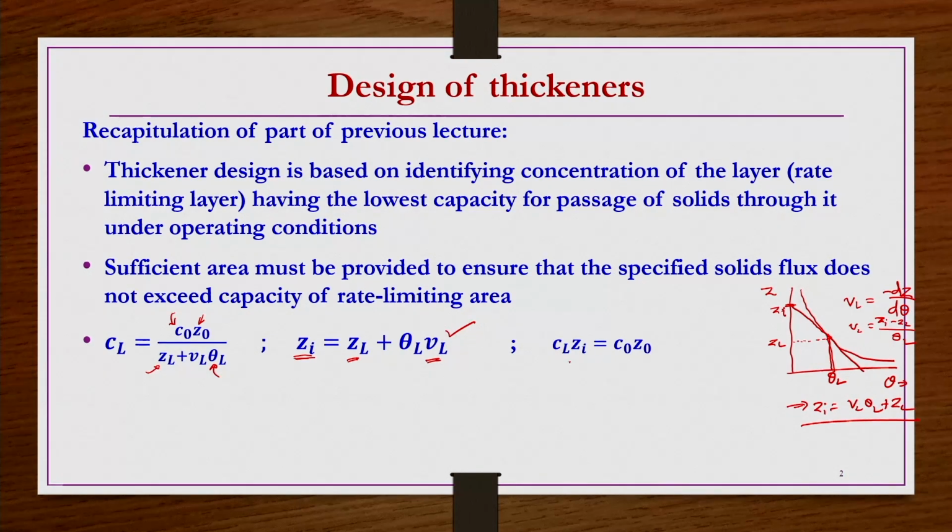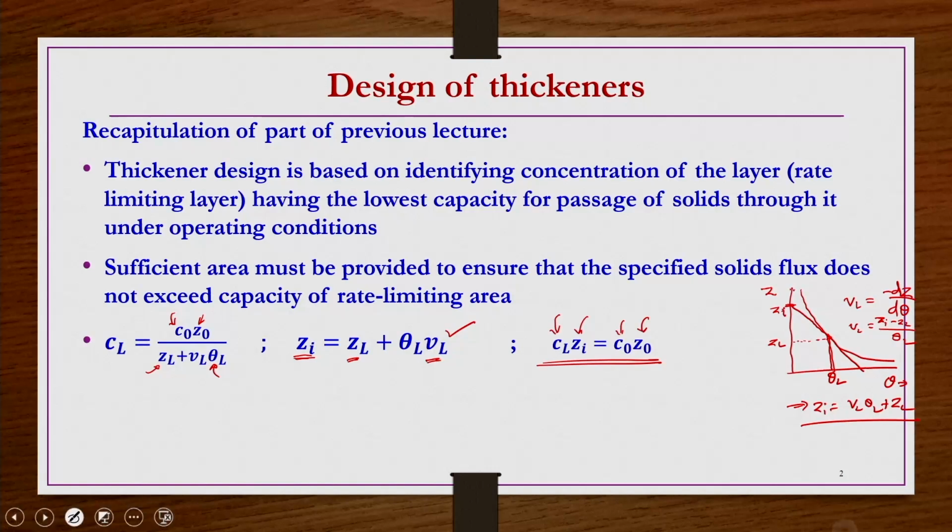And then finally, after doing a few more simplifications, what we understand is that CL ZI is equal to C naught Z naught, right. Now, CL is the concentration of solids of that rate limiting layer, and ZI is the intercept as shown here, okay, and C naught is the initial solids concentration, Z naught is the initial interface height.